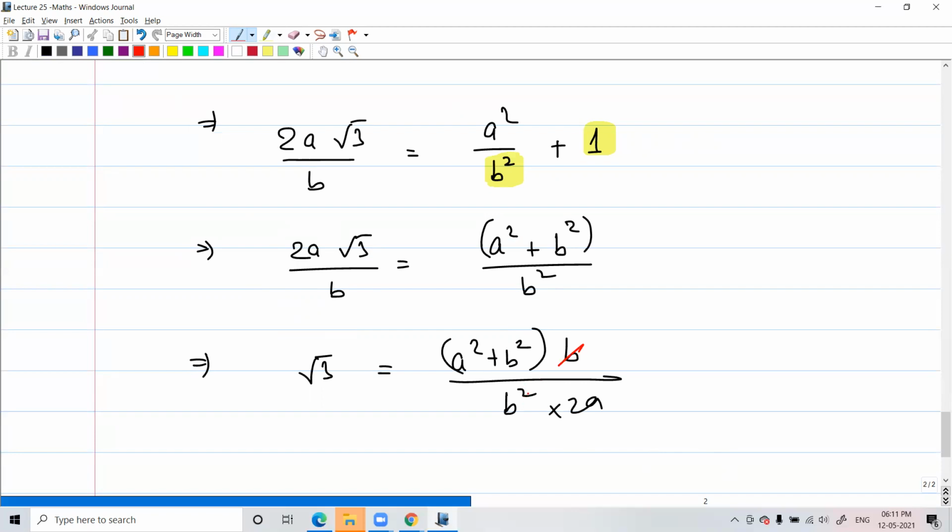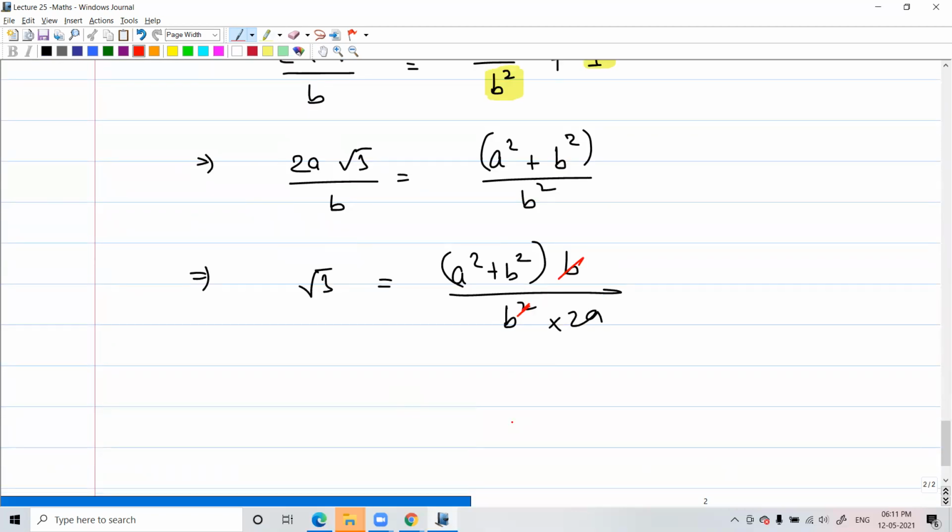Then this b will cancel one of the b's and b square will become only b now. Everyone understands that? b by b square will become 1 by b only, no? b and the two b's from here, one of the b's will get cancelled, it will be 1 by b. Okay.